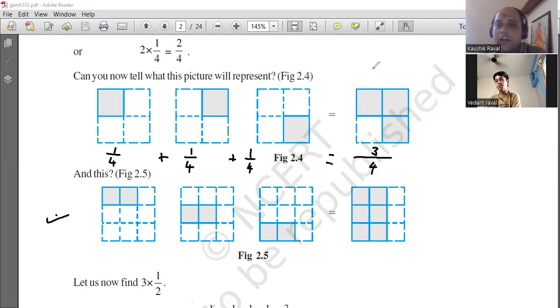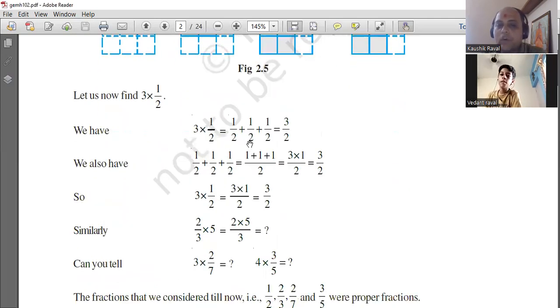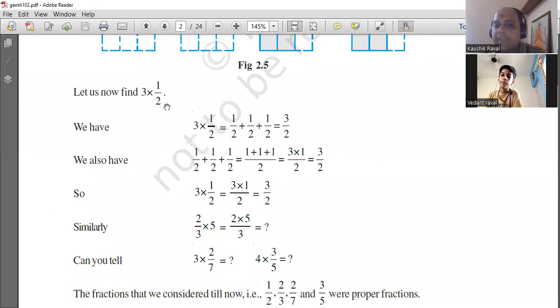Now comes the important part. When it comes to fractions multiplied with a whole number, look at this one. 3 times half, that is half added 3 times, 3 by 2. You get it. We can also write it like this. Multiplication is repeated addition.